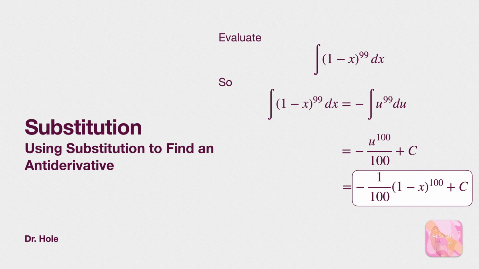Now, the original integral is given as an expression in x. Therefore, we want our antiderivative to also be a function of x. And that's simple enough. All we have to do is swap out our u, which was defined as 1 minus x, and come up with our final answer. Beautiful.